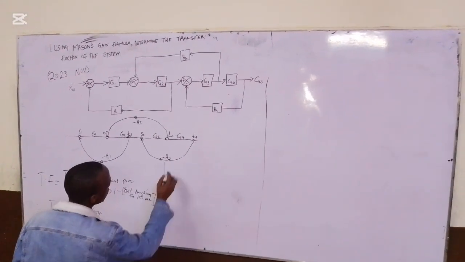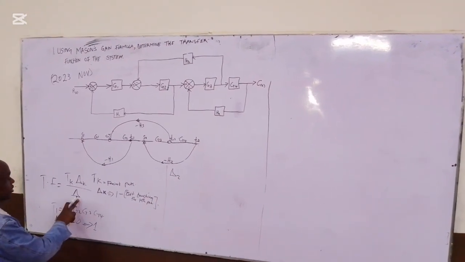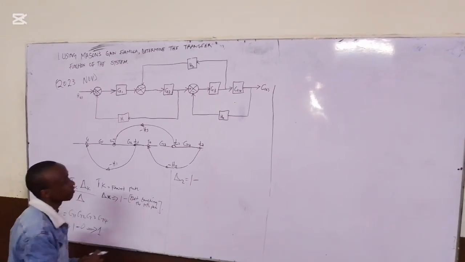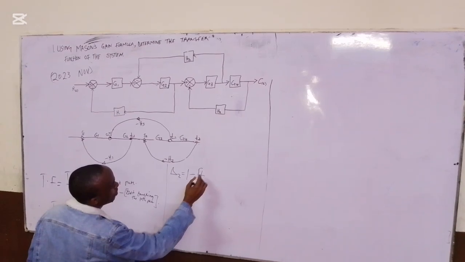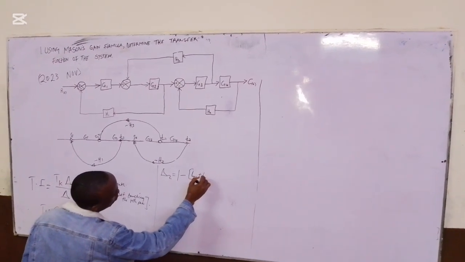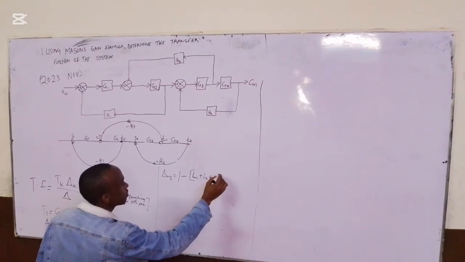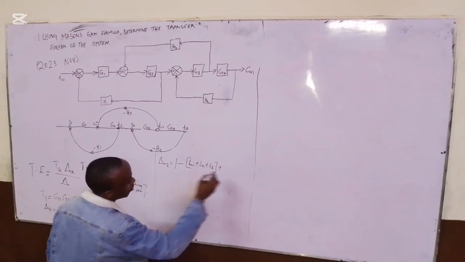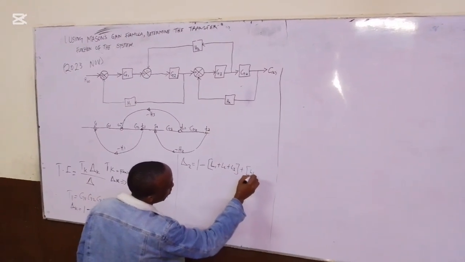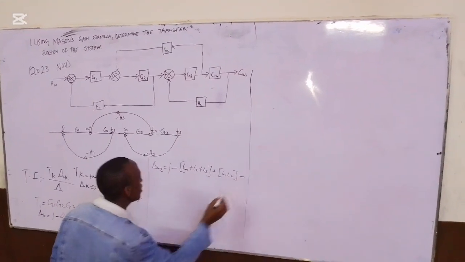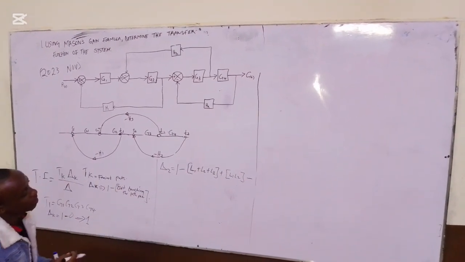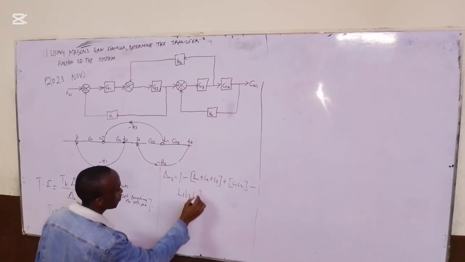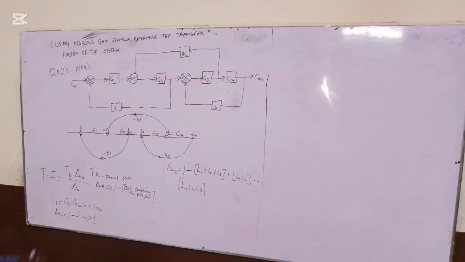Now, first, to get delta in the denominator, it is 1 minus loop 1 plus loop 2 plus possible loop 3, then plus any combination of two non-touching loops, let's say L1, L2, then minus any combination of 3 non-touching loops, let's say L1, L2, L3. That is how we get the delta in the denominator.